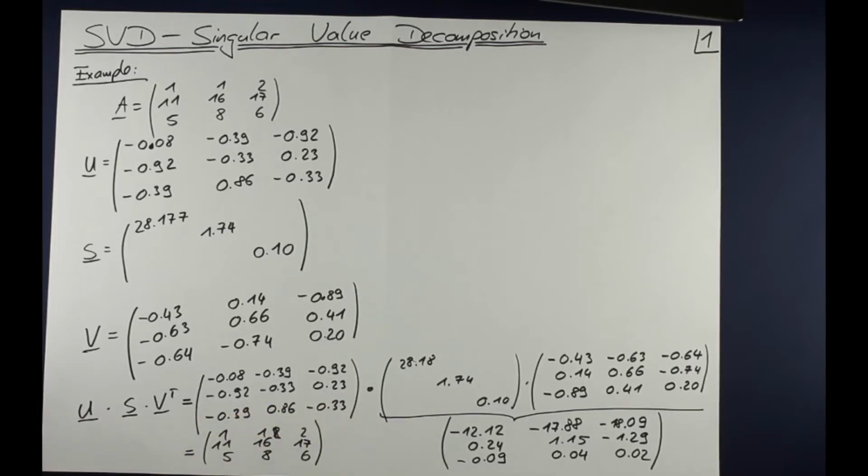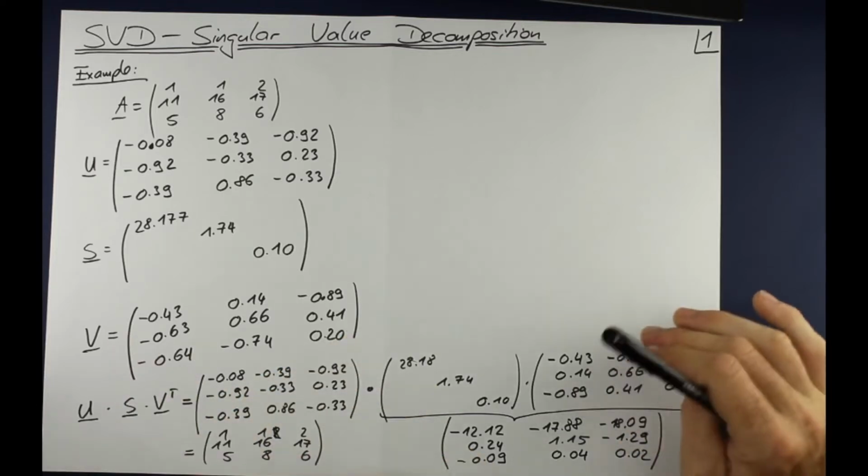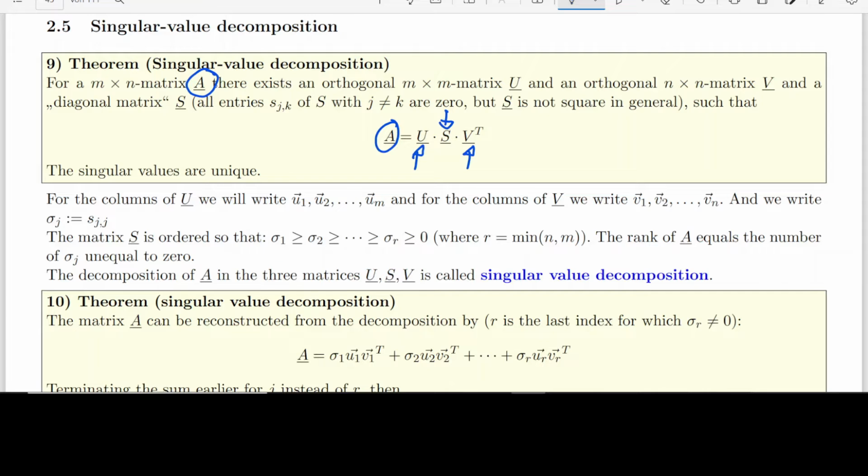Okay, so we saw a little example. What we did not see is what that is good for. We will talk about that now. So let's introduce some writing. Let's write the first column of U as this vector, the second column, and so on. And let's write for the columns of V: V1, V2, and so on.